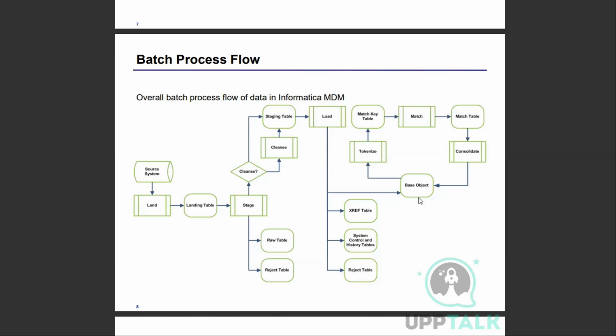Okay. Once the data is in the base object, we go ahead and do a match and merge. In match and merge, the data goes into the tokenization format, and tokenization is done. Match key, match process, match table, all these things will happen, and the data will finally get merged with all the duplicates or similar records. And that is how we get our golden record. In MDM, golden record means the final record which has been created after all the processes have been done by MDM.